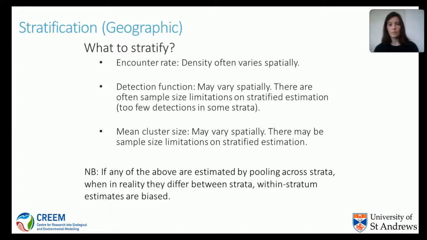So it's just a little bit of a warning to say, while stratification can be a really useful thing to do, you have to be aware of its limitations and how you appropriately analyze stratified data.